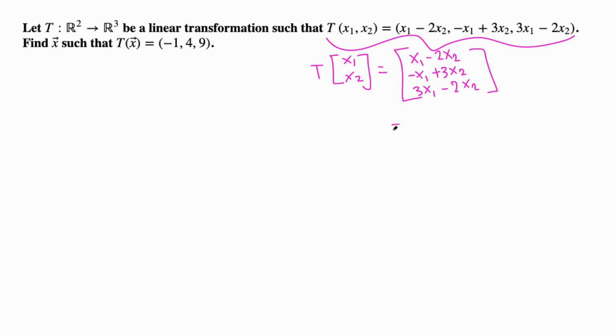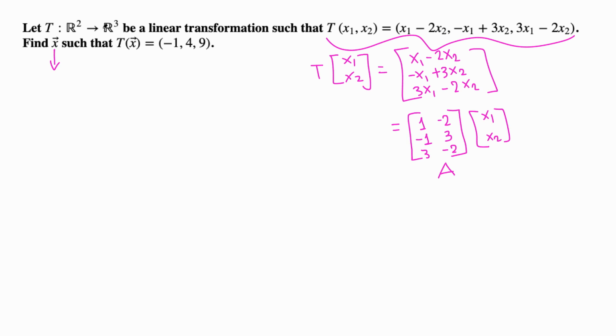Okay, and this is in fact the same as the matrix with rows 1, negative 2, negative 1, 3, 3, negative 2, times the vector x1, x2. If we multiply this matrix with this vector, we're going to get this vector. So that's the case, and we denote this matrix by A all the time, and this is x. So we want to find x. That means that x will be here.